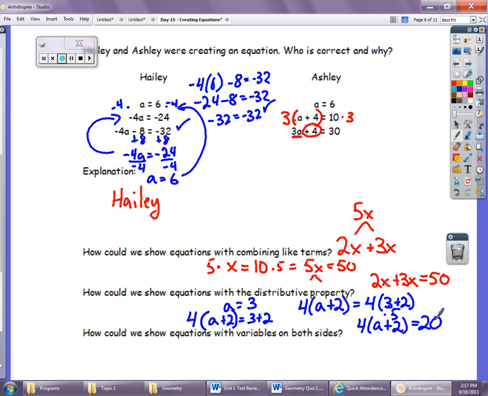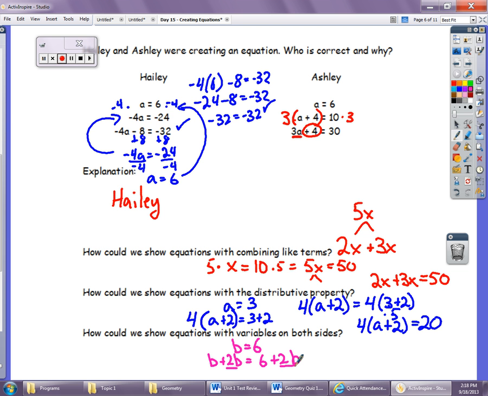And now, how could we show an equation with variables on both sides? Well, what we would have to start off with is our answer. Well, what do we want to know? Well, we can say that b equals 6. Now we can add b's to both sides. So if I want to say b plus 2b is equal to 6 plus 2b, I added that b to both sides. So that's how we can show an equation where there's variables on both sides.